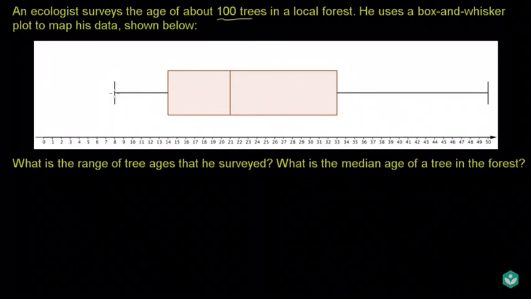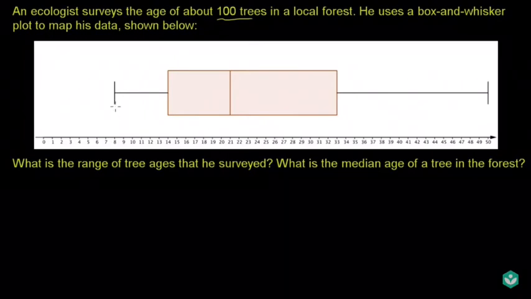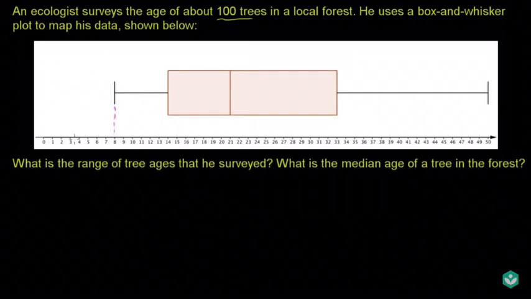So this whisker part, you can see this black part is a whisker, this is the box, and this is another whisker right over here. The whiskers tell us essentially the spread of all of the data. So it says the lowest data point in this sample is an 8-year-old tree. I'm assuming that this axis down here is in years. And it says that the oldest tree right over here is 50 years.